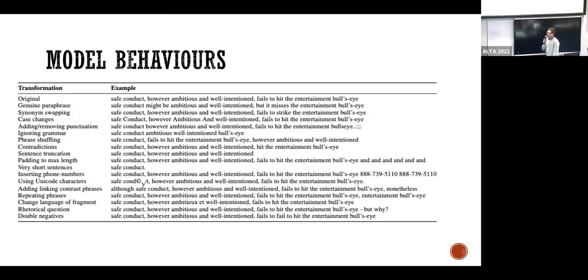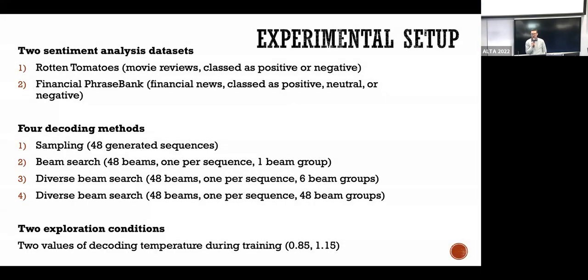It learned that it could start every sentence with the word although, and it would screw up the sentiment. So that's quite interesting. It also learned at one point that it could change the language of some of the fragments and induce misclassifications that way as well. Finally, you can do things like ask rhetorical questions and double negatives and all that stuff too. So that's some of the interesting things which it learned. Unfortunately, I'm running out of time.